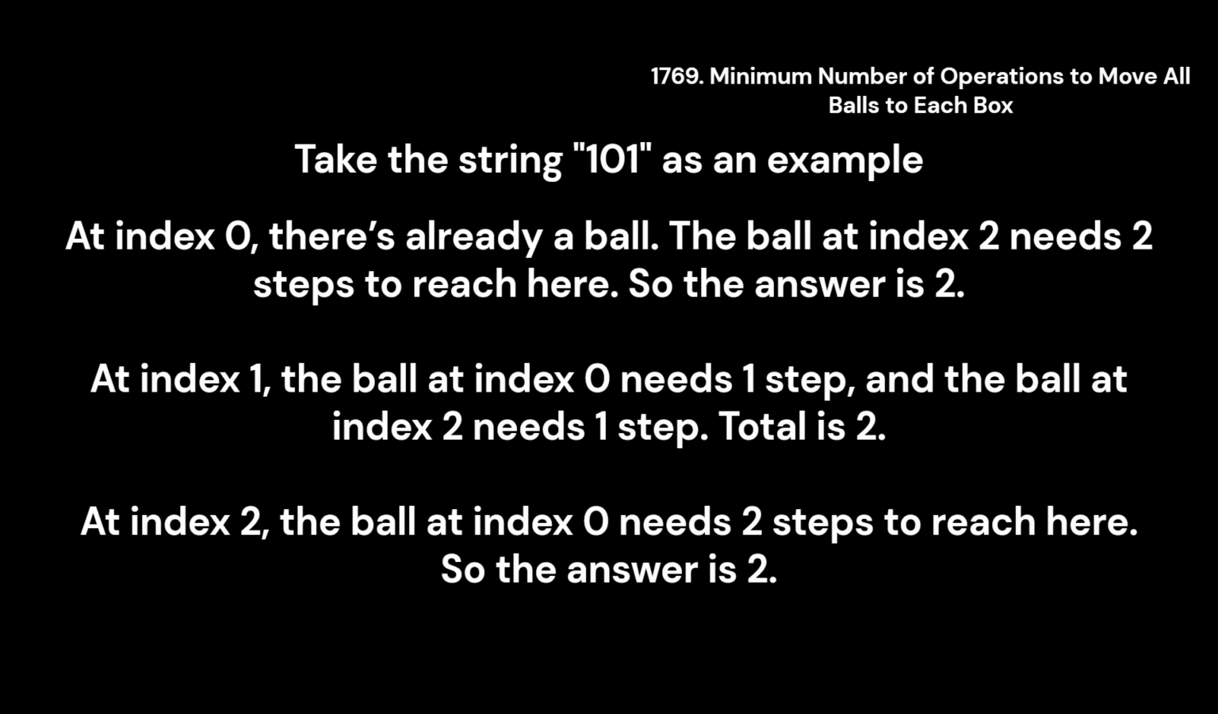On the next day, this problem asks us, for each box, how many moves are needed to bring all the balls into it, if we can only move them one step at a time. The trick is to look at it from both directions. From the left, we keep track of how many balls we've seen so far, and how many steps they would need to reach the current box. From the right, we do the exact same thing. Finally, for each index, the answer is just the sum of the moves from the left side and the right side.